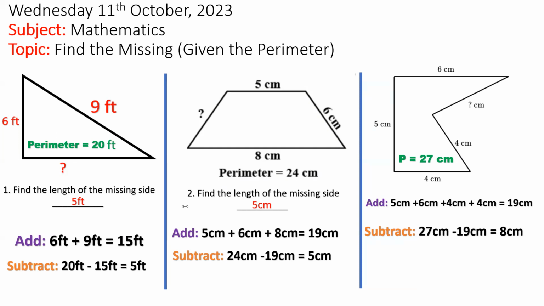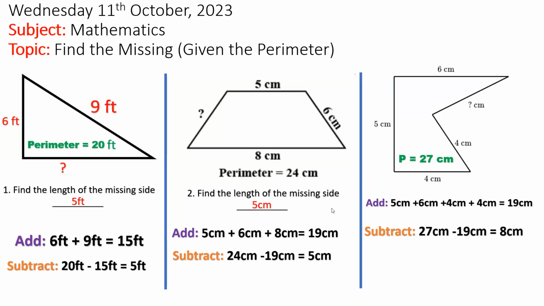Very good, thank you. Waterfall, can you explain how we get the answer, 5 centimeters? Okay, for number two. Addition: 5 centimeters plus 6 centimeters plus 8 centimeters is equal to 19 centimeters. Then we move on to subtraction, which would be 24 centimeters take away 19 centimeters. Why do we use 24? Because that's the perimeter. Yes, sir. And that's equal to 5 centimeters.